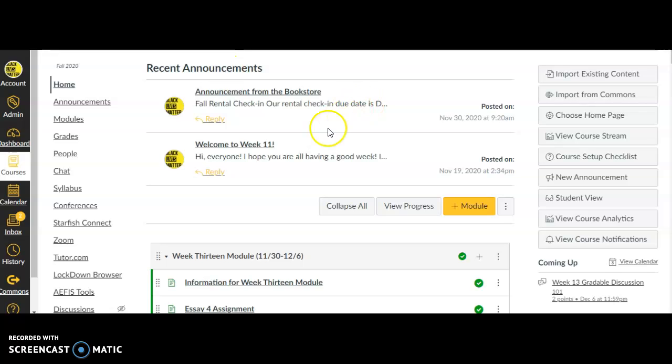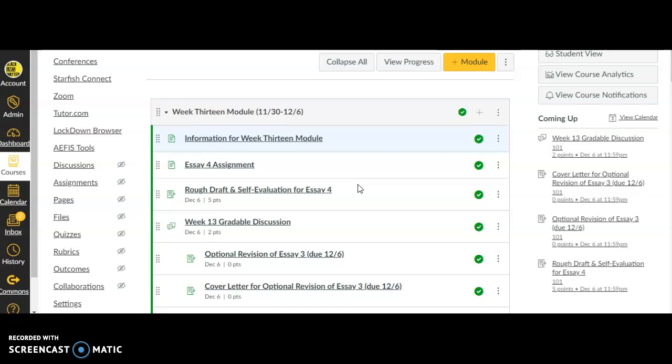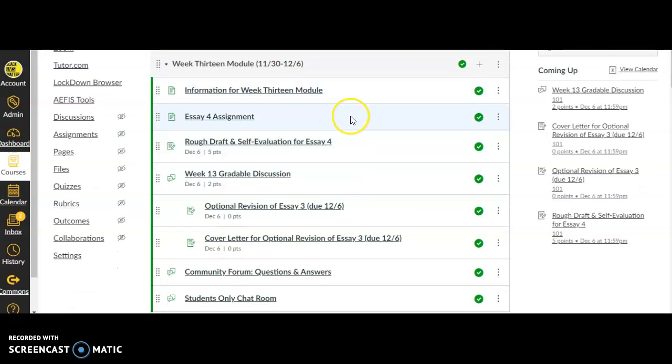We are here at week 13. I hope everyone had a nice holiday last week, that everyone is doing well, that your families are well, your friends are well. So this week you're working on essay 4. It's the last essay in this class. You can see that the rough draft and then a self-evaluation are due by Sunday.